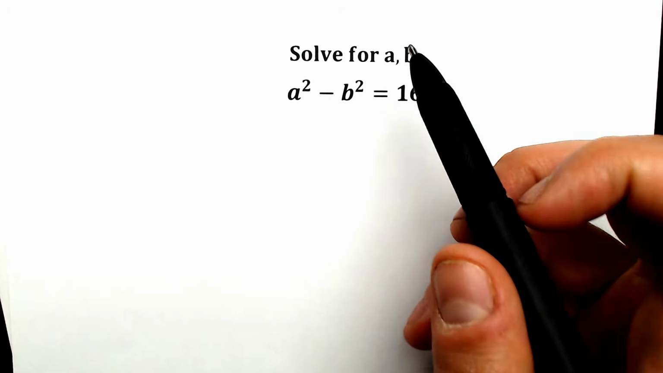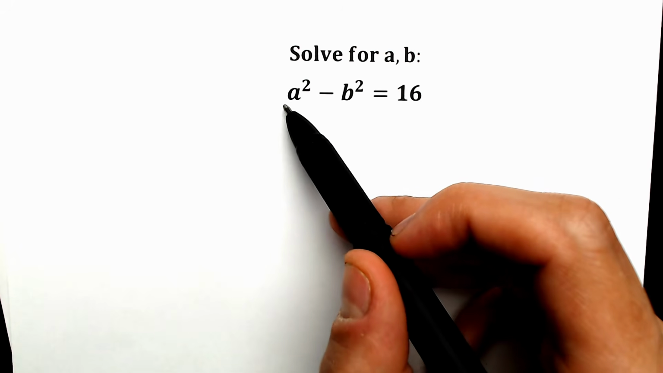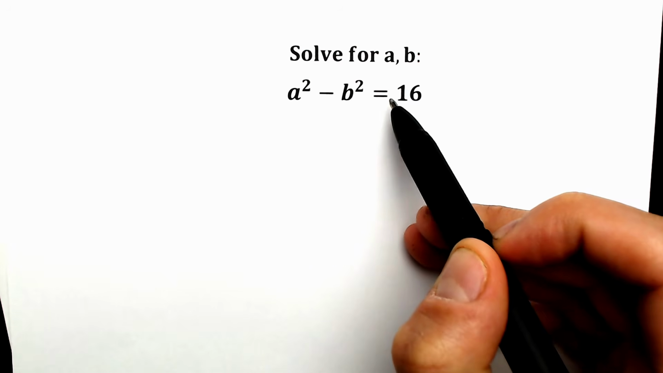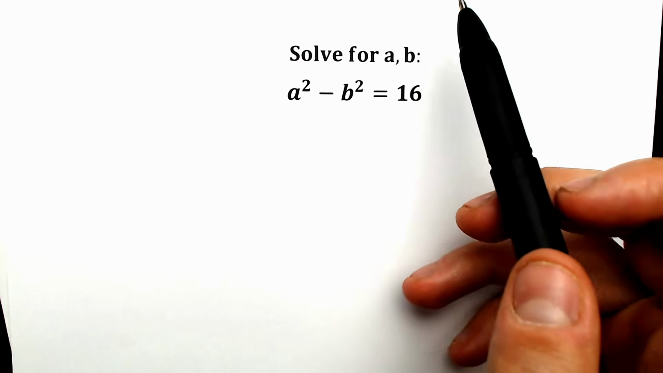Today we have a really interesting algebra question. We know that a square minus b square equal to 16. We need to solve this question for a and b.